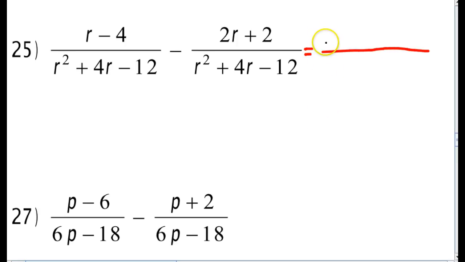So what does the top equal here? Try it on your own. Get a numerator of 25. Be very careful.